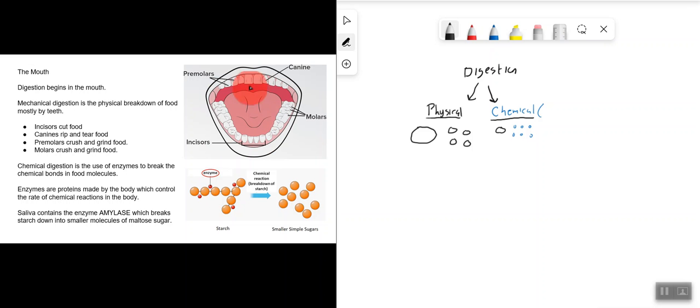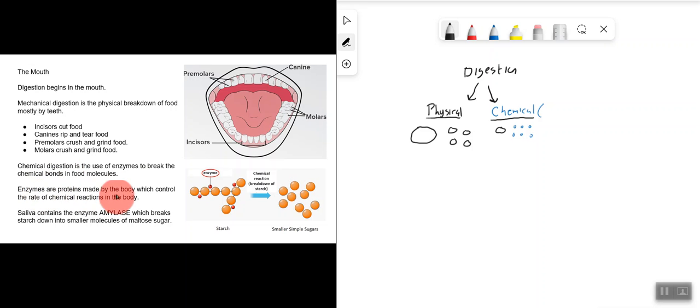So essentially you have this physical digestion by the teeth, and it chews your food and breaks it down. Now, in your mouth, saliva is being added to your food all the time, and chemical digestion is the use of enzymes to break down chemical bonds in food molecules. If you take, for example, starch, the enzymes will start to break the bonds in the starch molecule. You get a chemical reaction, and this complicated starch molecule gets broken down into simpler sugars that the body can use.